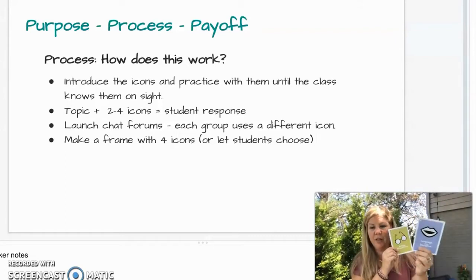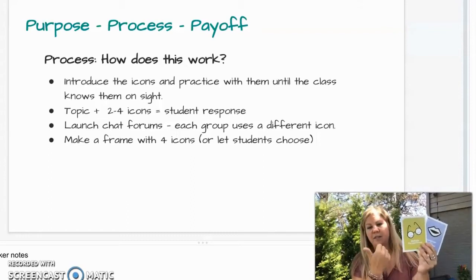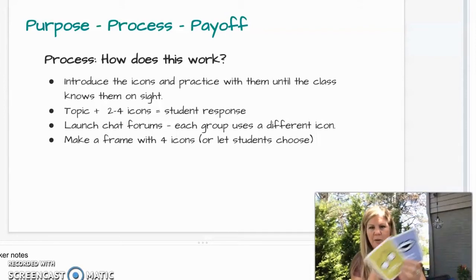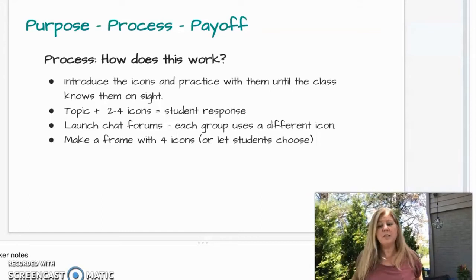What are some keywords used in this topic? And what are some different ways you might see this, say through the eyes of, I don't know, it depends on the topic, but I think you get my point. You can launch chat forums, give each group in the chat forum a different icon, and they all approach it a different way. I think that's called a jigsaw. So each group gets that content mastery from one perspective, and then they share out.